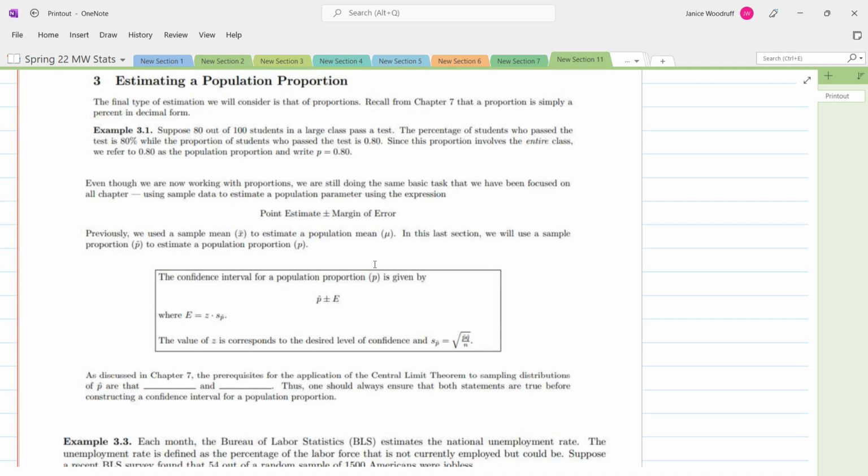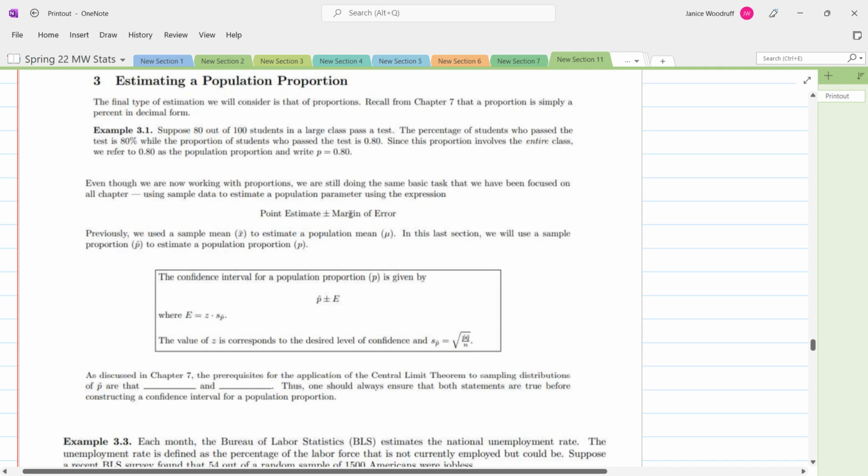Final type of estimation we will consider is that of proportions. Simply a percent in decimal form. So example, suppose 80 out of 100 students in a large class pass a test. The percentage of students who pass the test is 80%, while the proportion of students who pass the test is 0.8. Okay, since this proportion involves the entire class, we refer to the 0.80 as the population proportion and write P equals 0.80.